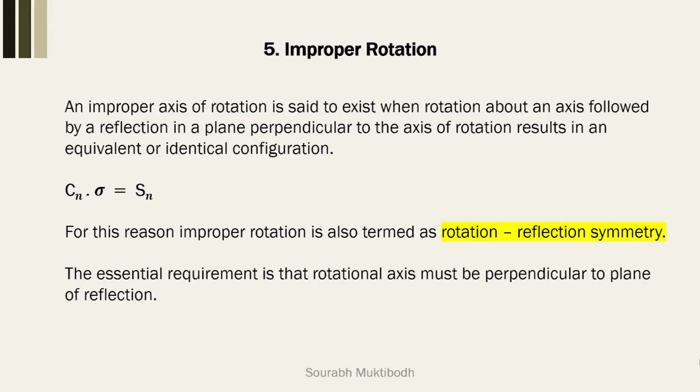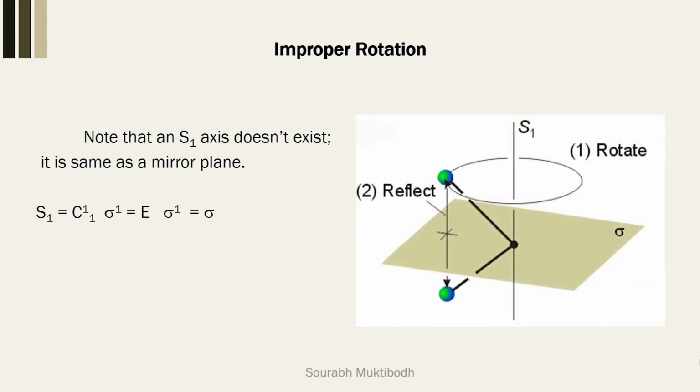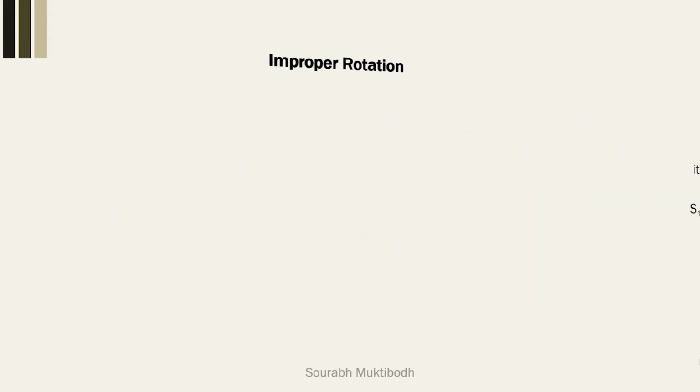The essential and most important requirement for this operation to exist is that Cn must be perpendicular to the sigma. It should be noted that S1 does not exist, because S1, if it were existing, must be a product of C1 and sigma, and C1 is nothing but identity. So what you are left with is E and sigma, that is sigma. So S1 is as good as sigma. It does not have any separate existence, as you can see even in this figure, where only the reflection operation is taking place while C1 is nothing but a complete rotation by 360 degrees.